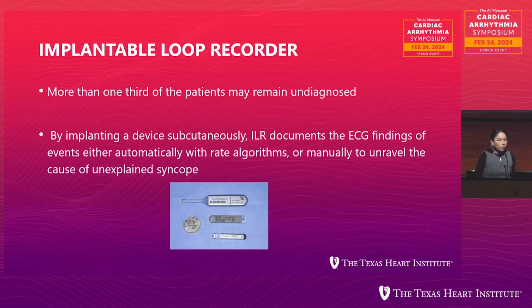So the role of loop recorders here: more than a third of patients end up completely without an explanation of why they're passing out. When the tilt table test is negative and they're still having syncope, these are the patients you want to consider putting a loop recorder in, just to get more information on what's going on when they actually pass out.